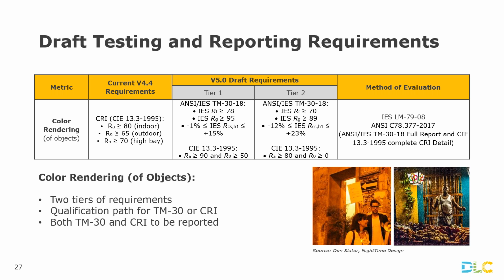We included 2 tiers of requirements, one for baseline quality and the other one for superior quality. For both tiers, the preferred qualification path is now using the TM30 metrics. However, CRI can also still be used as a qualifying path. And the CRI, for example, greater than 80 of the tier 2 is still in line with 4.4. But in addition, we added an R9 red rendering requirement. For all products, both TM30 and CRI shall be reported.